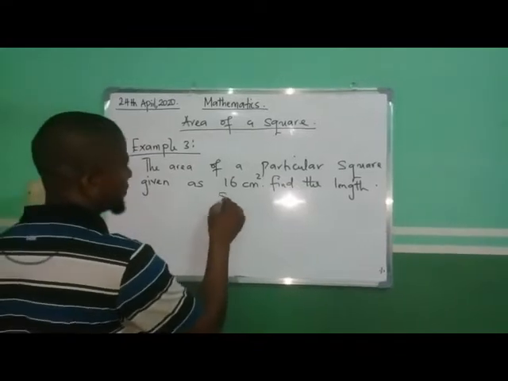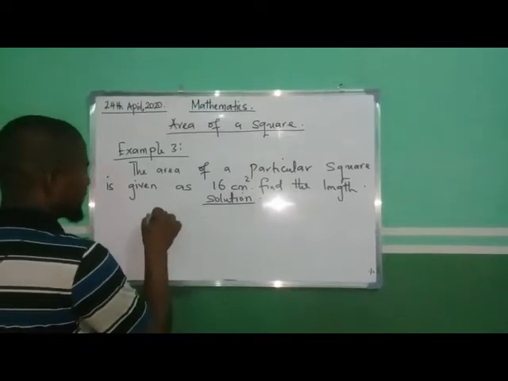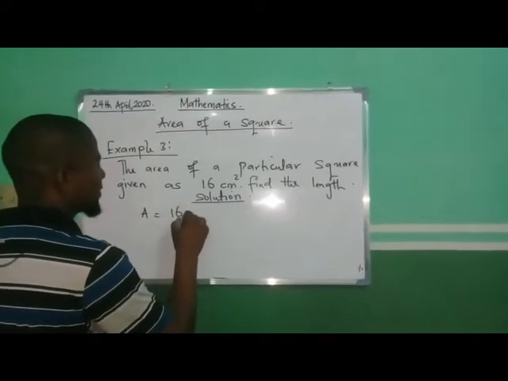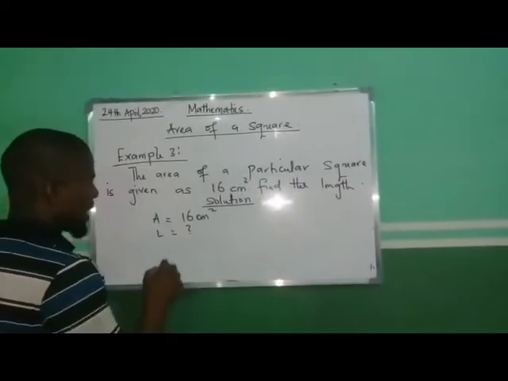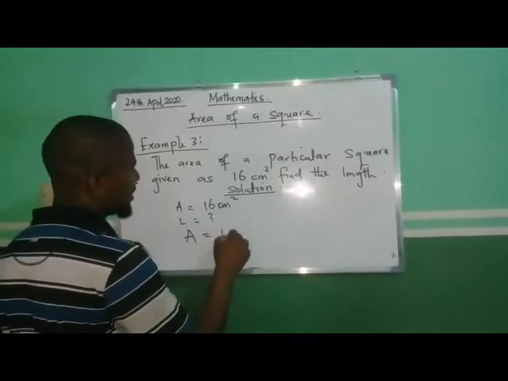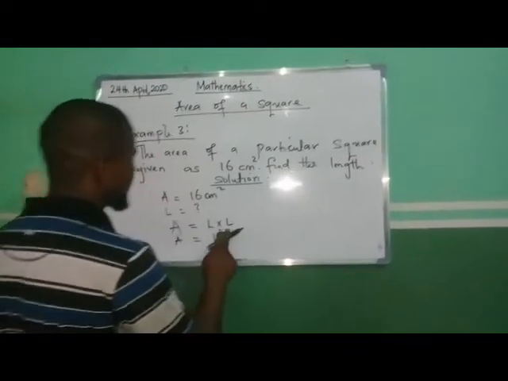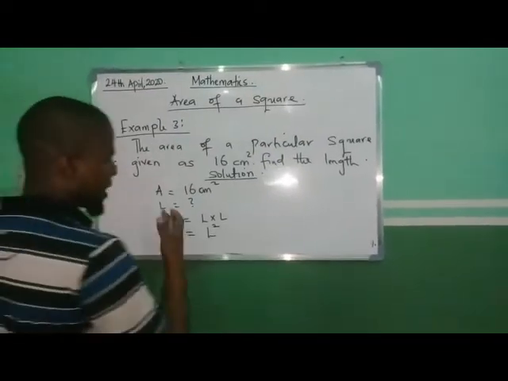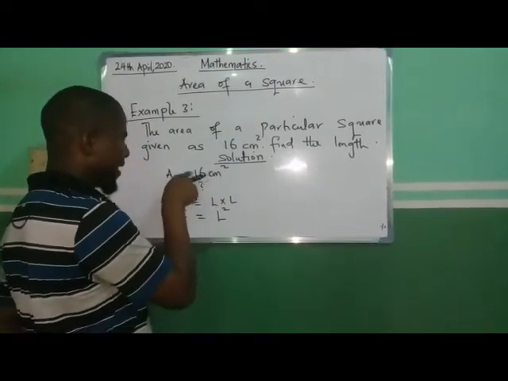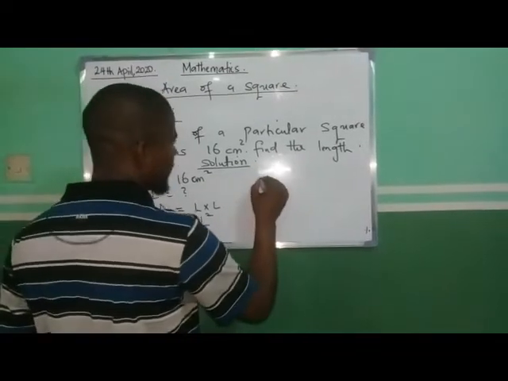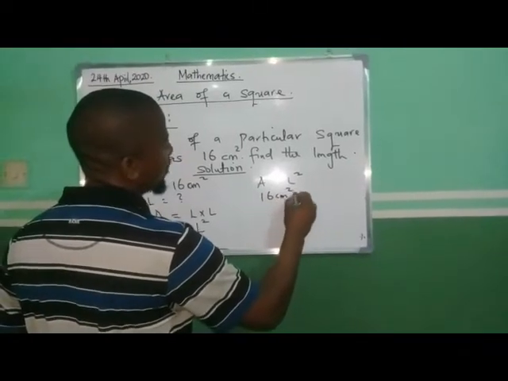So let's see the solution now. Solution to this problem. I have the area A to be given as 16 centimeters squared. Now the length is unknown, and I know that my area is length times length, or area is length squared. I hope we are together. Now, how do I do this? I substitute this value directly into the formula, having known that my area is 16 centimeters squared. So therefore, since my area is length squared, that means 16 centimeters squared is equal to length squared.